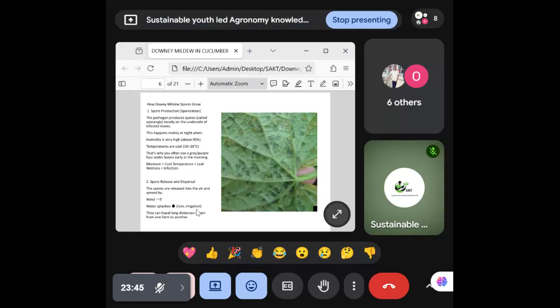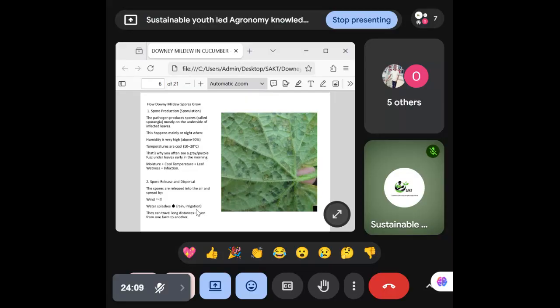Check the underside of your cucumber leaf. You will see something like I said before, a water mark. You will see that there's a kind of wetness on your leaf. It will have a gray color or a purple fuzz. You will notice it on the underside of your leaf.